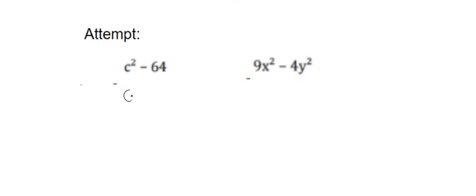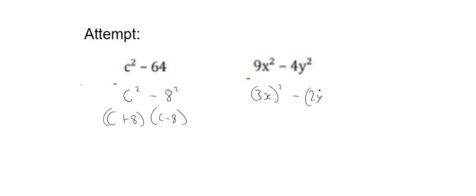So the first one is simple, straightforward enough. I can change 64 into 8 to be squared. So I get c plus 8, c minus 8. And the second one, I can change 9x squared into 3x all to be squared, minus, and then 2y all to be squared, and that's important there. And then 3x plus 2y, 3x minus 2y.